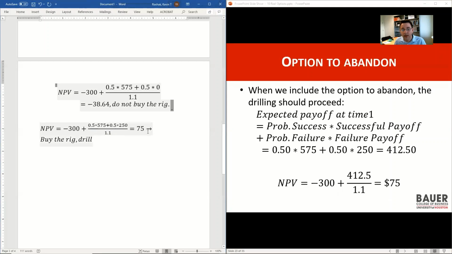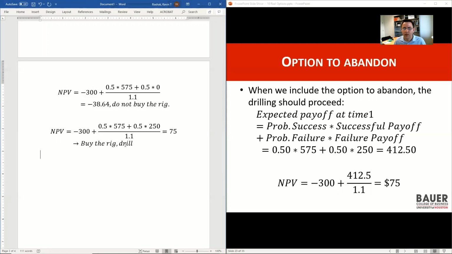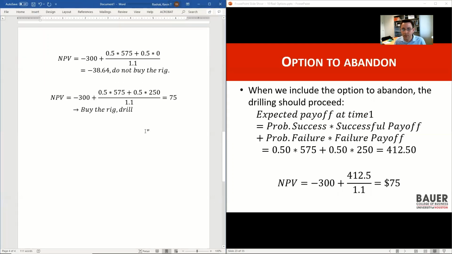The entire value came from replacing a 0, a dud, with something, with 250. Okay. And in fact, if you want to see this number another way, how did we go from minus 38.64 to 75? Well, very precisely, if you draw out the tree, you can see by looking at which cash flow changes. Which cash flow changed? Well, it was the 250.